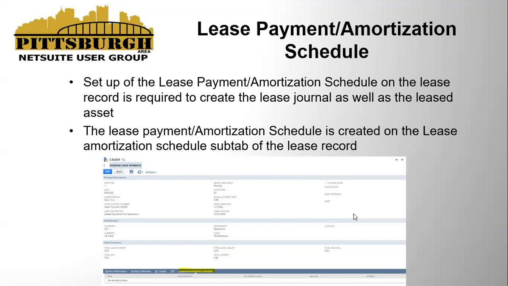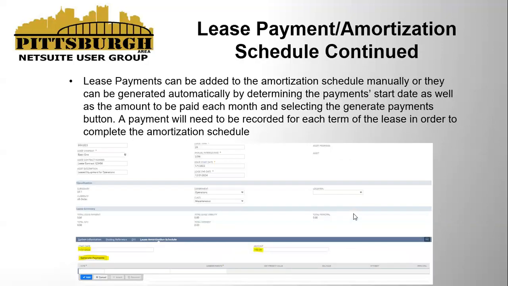As I mentioned, that lease payment amortization schedule is created on the lease amortization schedule subtab of the lease record. As you can see, it's highlighted down there at the bottom. This is where you'd actually add the lease payments for those 24 periods, as far as the current or previous lease record we were looking at.